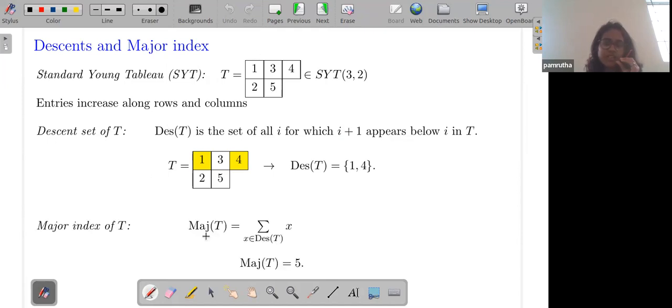Using this, I also want to introduce something called a statistic on this standard Young tableau, called the major index. By major index, what I mean is simply the summation of all the elements in the descent set. In this particular running example, the descents are 1 and 4, so the summation will give you the major index of this standard Young tableau. That is 1 plus 4 is equal to 5. So for every standard Young tableau, we are defining a statistic called the major index, which is the sum of descents.